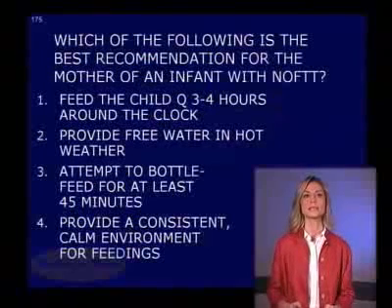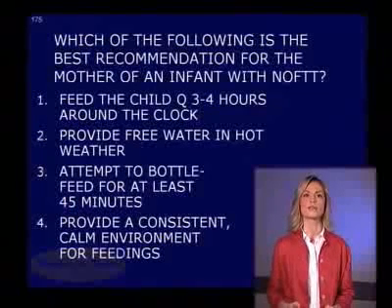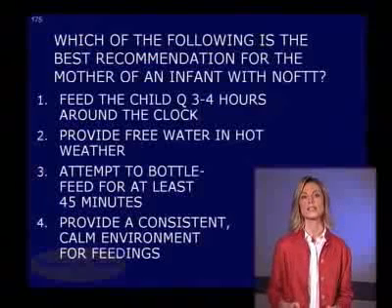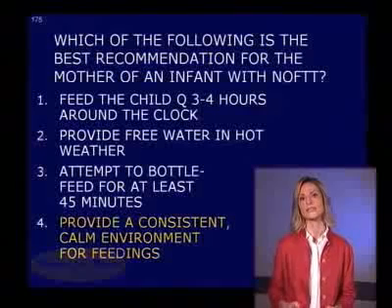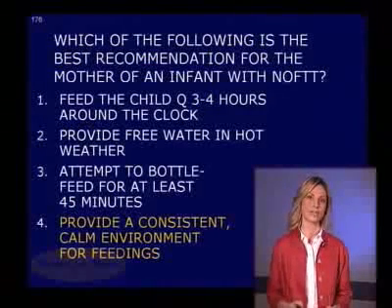So we have a question now. Which of the following is the best recommendation for the mother of an infant with non-organic failure to thrive? Feed the child every 3 to 4 hours around the clock, provide free water in hot weather, attempt to bottle feed for at least 45 minutes, or provide a consistent, calm environment for feedings. And the best answer for this question would be to provide a consistent, calm environment for feedings.